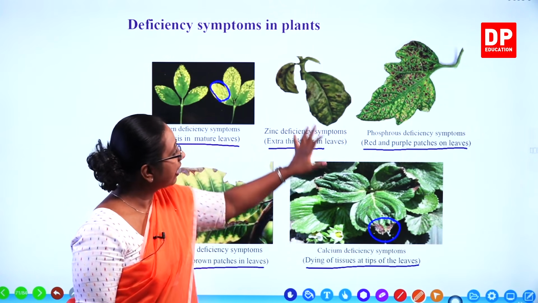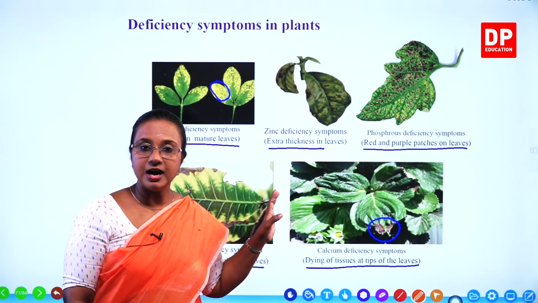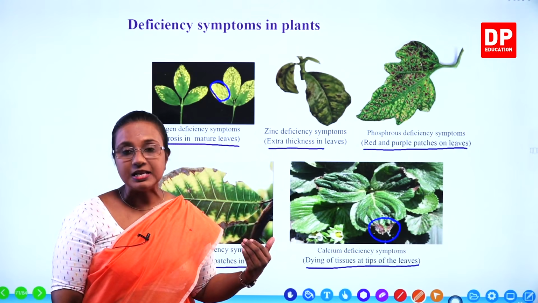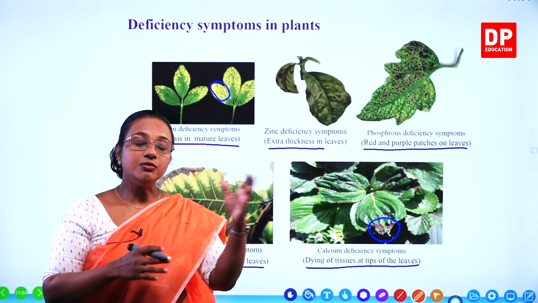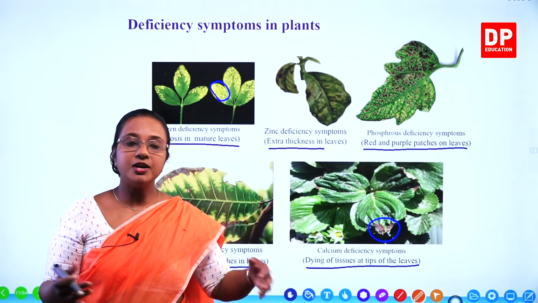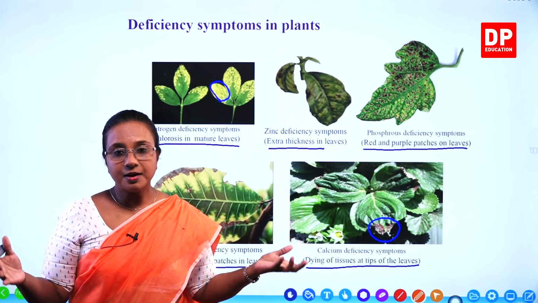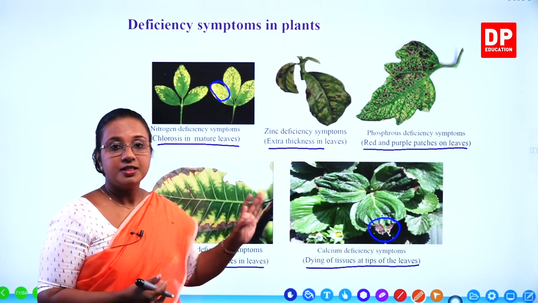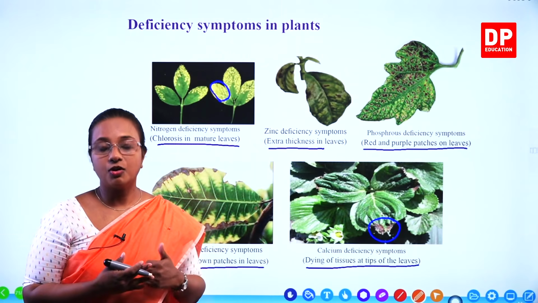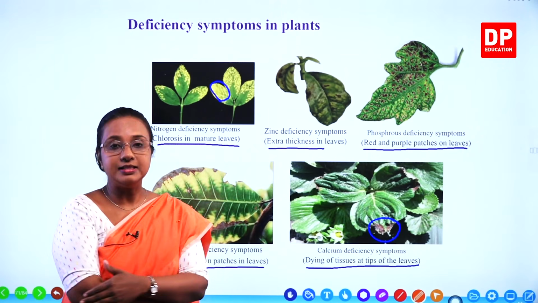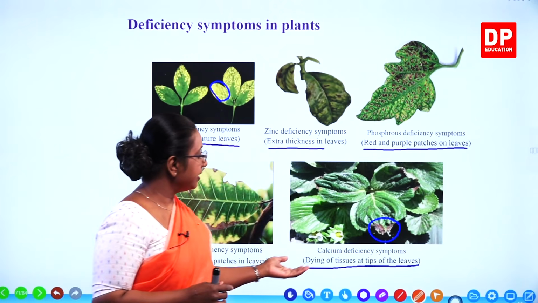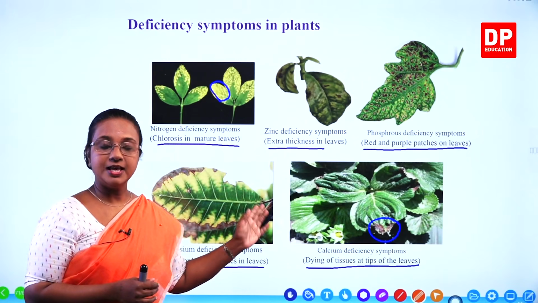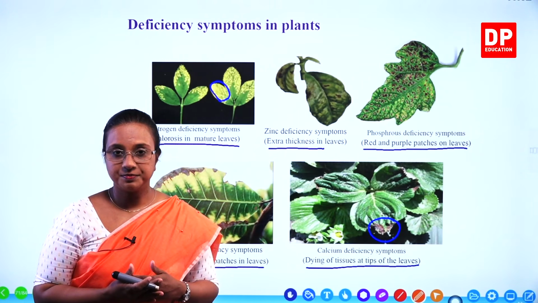Students, if you have a look at these pictures, you can get an idea as to the deficiency symptoms caused by deficiency of minerals in plants. So, when you go to the environment, say you have a garden or you go to a garden where there are plants, and when you look at the plant, if you see any of these symptoms, then you can identify the cause of it. Why the leaf is like this? Is it chlorosis, or is it dying of tissues at the tips, or is it the brown and yellow patches, and what has caused this symptom?